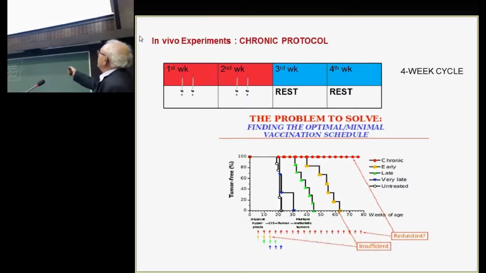If they start the vaccination late, the situation was worse. And the very late one was more or less like no vaccine. So it was too late to control. So the question is, is that redundant?